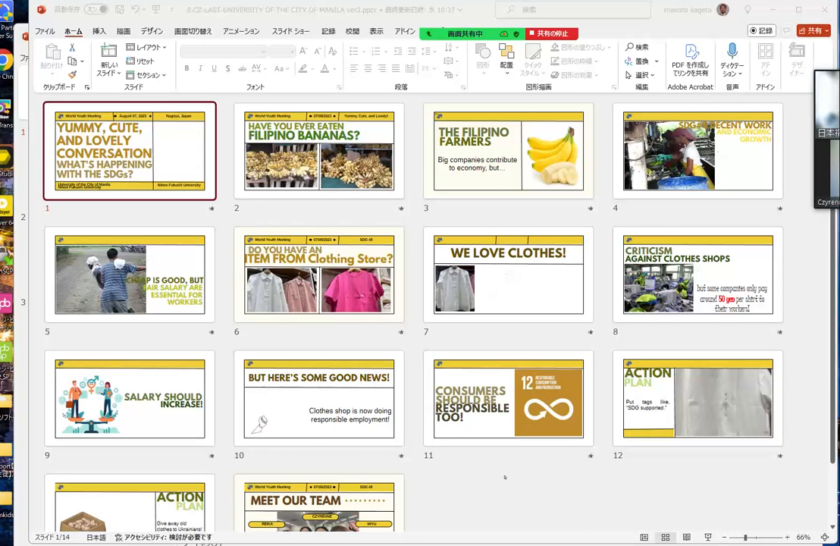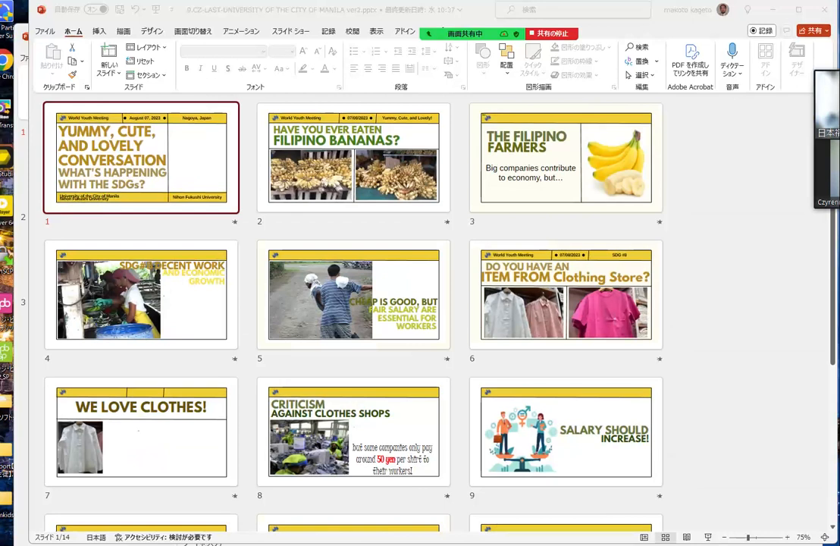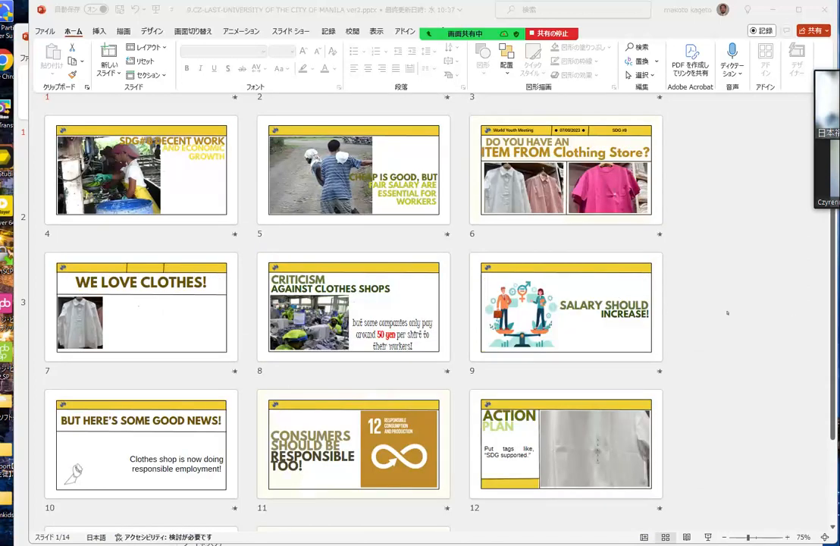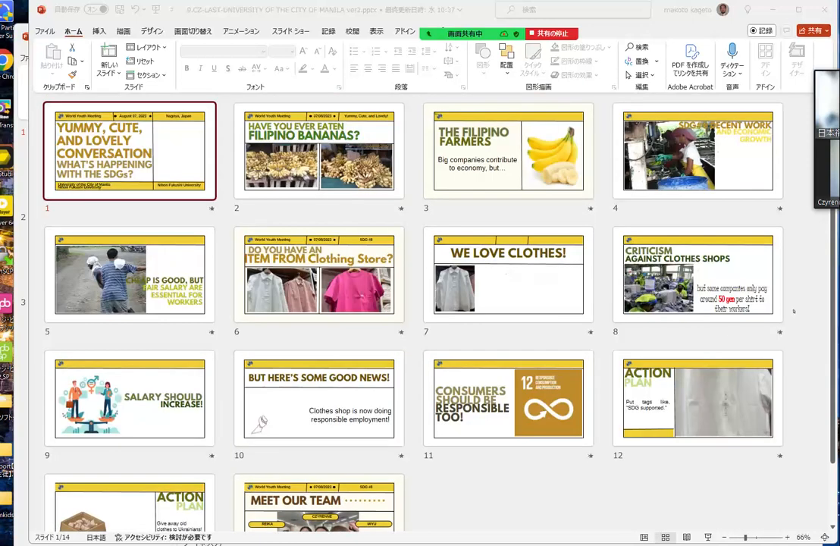Okay, so as you can see here, there are a lot of pictures, but they are simply first bananas, second clothes, and third is our action plan, or what we want to achieve. And these are very important. They are equally important in having a successful presentation.